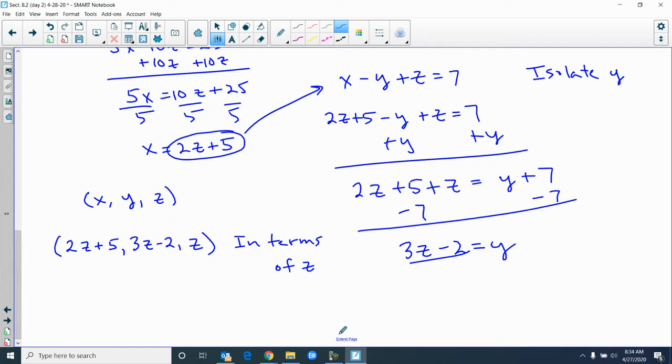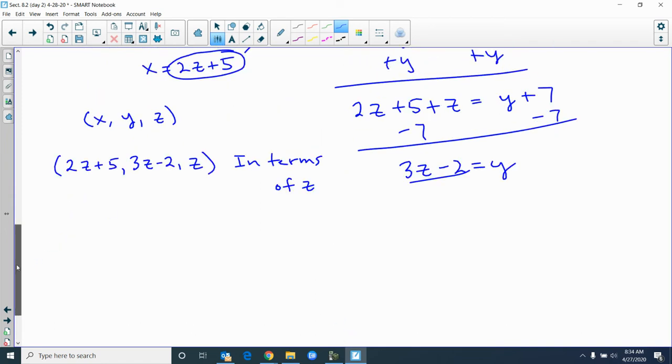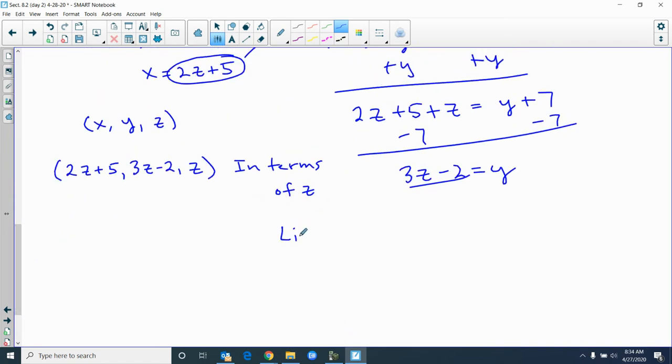I also want you to do, for this case here, so that you have an understanding, I need you to list me 3 ordered triples that work. There's an infinite number that do work, and there's an infinite number of ordered triples that don't work. Well, all you got to do is plug in a value for z and then go from there. And the easiest number to plug in is z equals 0. And so that gives me 5. That gives me -2. And that gives me 0.